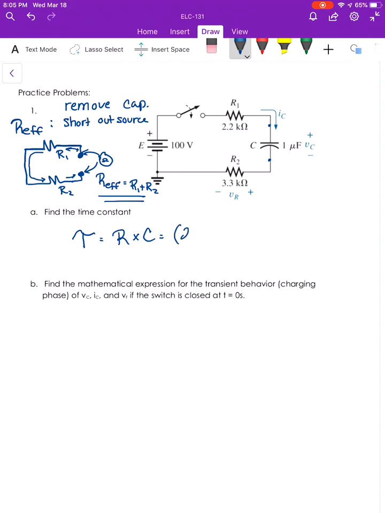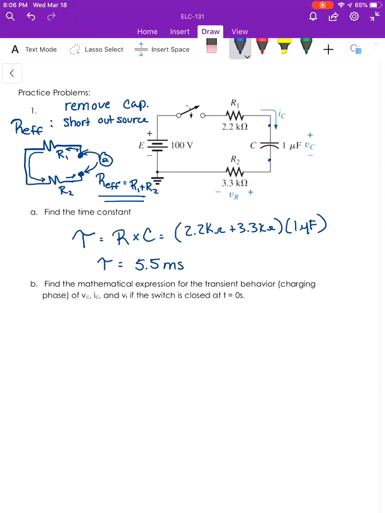R would be 2.2K plus 3.3K times our 1 microfarad capacitor. So if we do the math there, we get about 5.5 milliseconds.